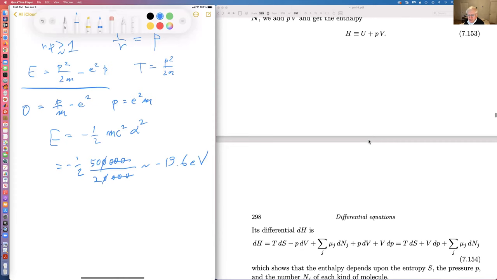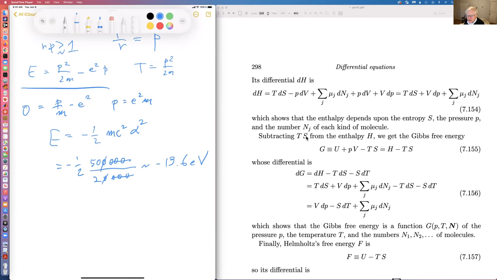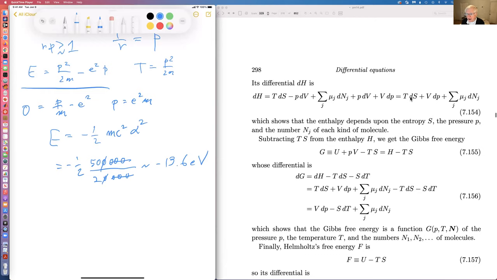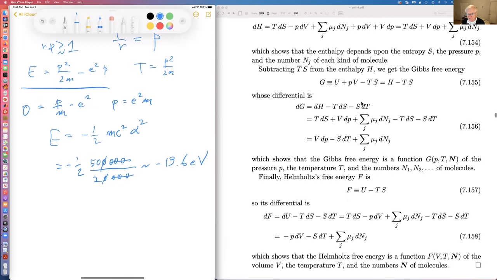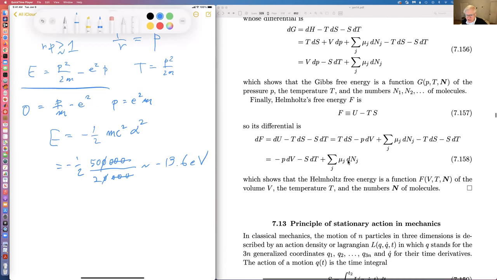And so the enthalpy depends upon the entropy, the pressure, and the number of particles. You subtract TS from the enthalpy, you get the Gibbs free energy. And then the Gibbs free energy is a function of pressure, temperature, and number of particles. The advantage of this one, by the way, is that it's very useful in chemistry, physical chemistry, because it's easy to measure the pressure and the temperature and the number of particles in the solution. It's not so easy to measure the entropy of the solution. Okay? So that's one of the advantages of the Gibbs free energy. And this is just one of the many things Gibbs did. The Helmholtz free energy is then U minus TS, and it turns out to be this expression.